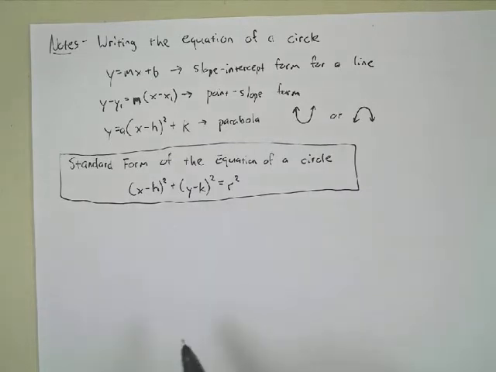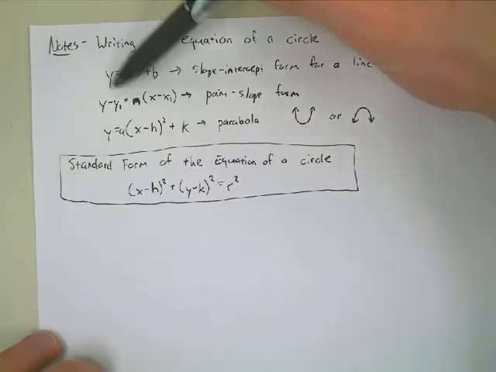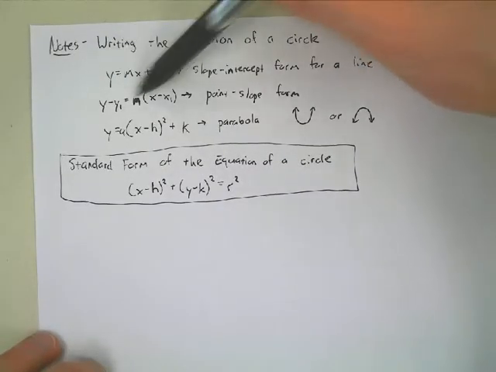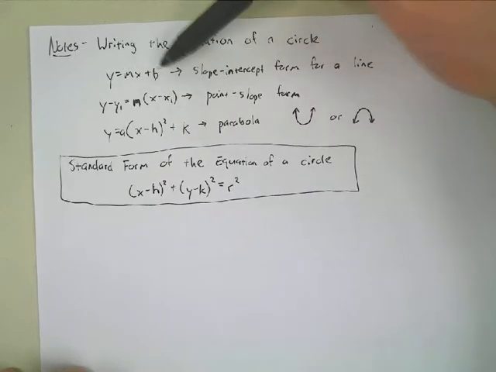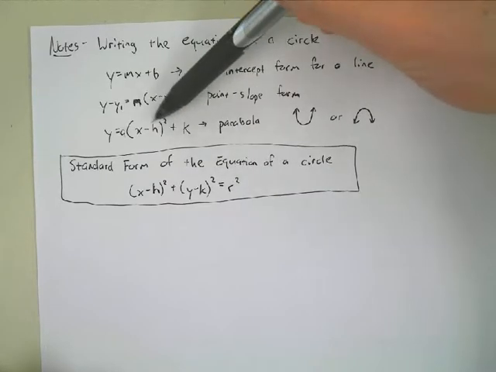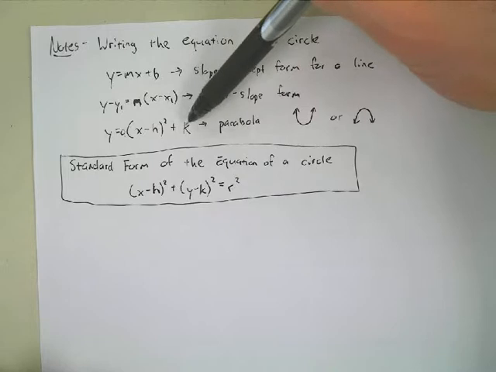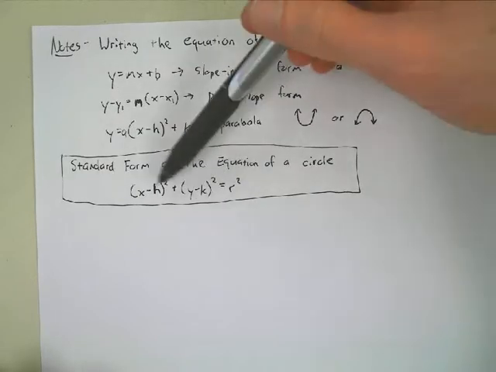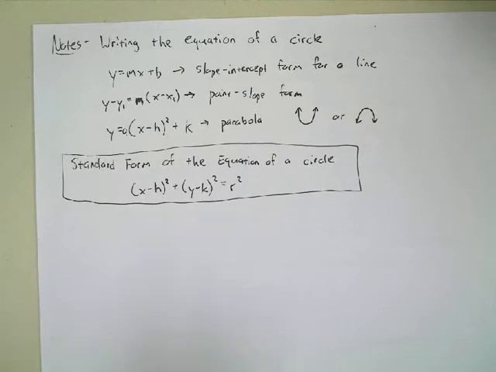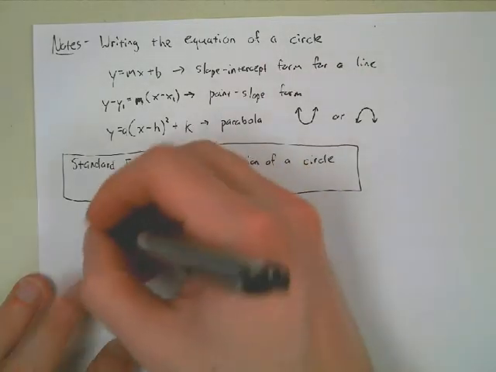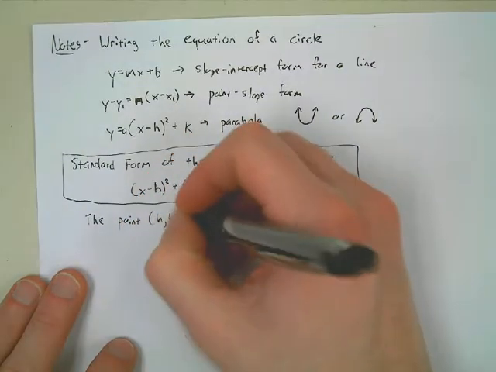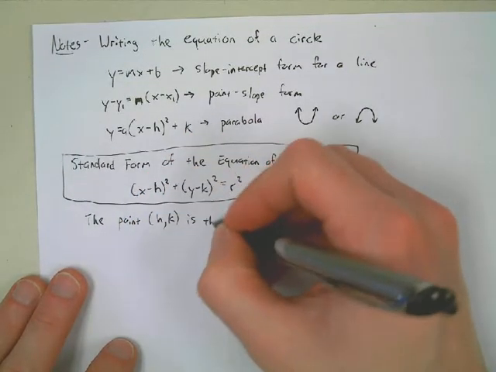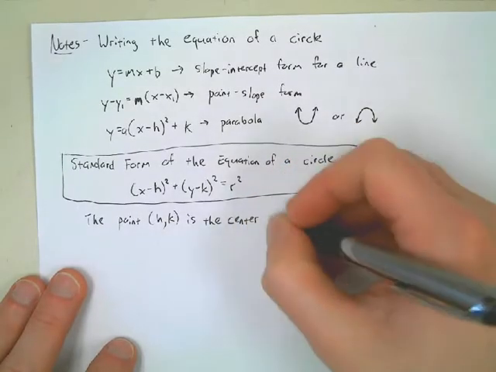Now, just like in slope-intercept form, when you have an equation written like this, we know that's going to be the equation of a line, and we can just look at it and say the slope is the number in front of the x, and this b is the y-intercept. Or for a parabola, you can say this h means we're going to shift it left or right so many units, and this k means we're going to shift it up or down so many units. Well, you can see there's an h and a k here, and that does have to do with a left and right kind of shift. So it turns out the point h comma k is the center of the circle.